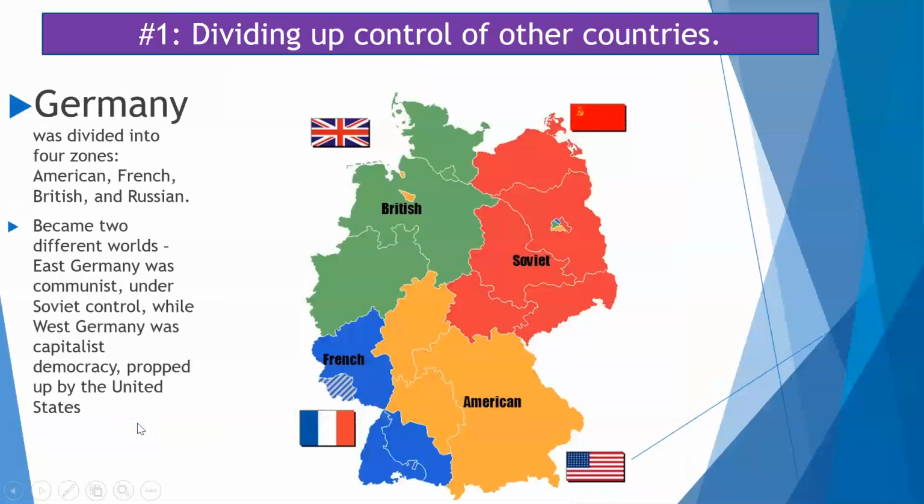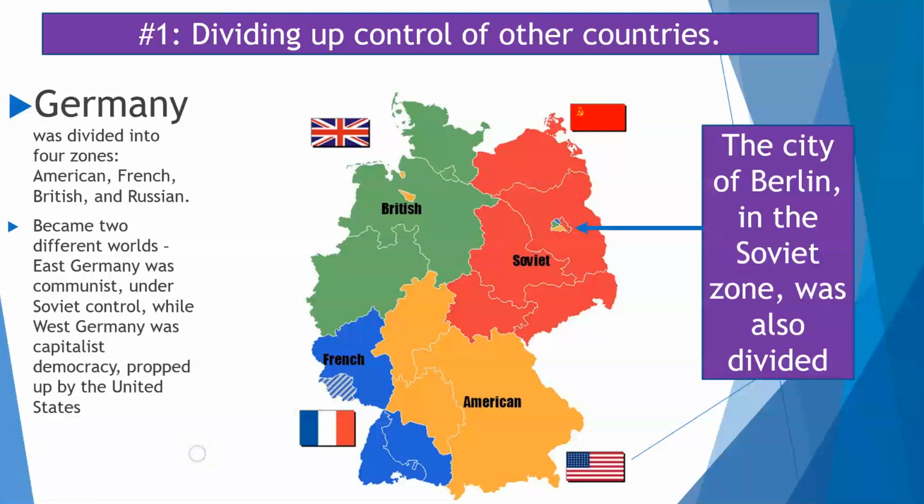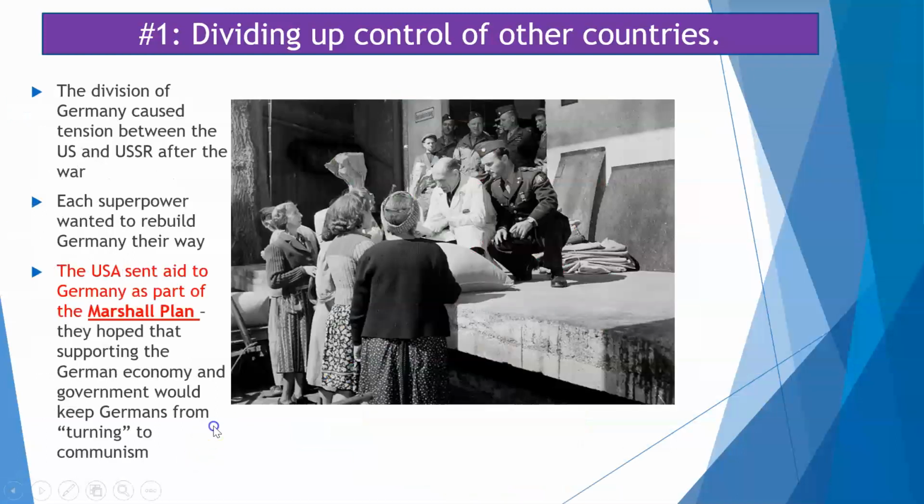Germany also was divided into 4 zones: the American, French, British, and Russian. Remember, Germany lost the war, so they were kind of subject to whatever the Allies wanted to do with them. This became 2 totally different worlds. East Germany over here was communist under Soviet control, while West Germany, all of this part, was a capitalist democracy propped up by the United States. One country divided into 2 totally different systems. The city of Berlin, over here in the Soviet zone, was also divided up into these different zones.